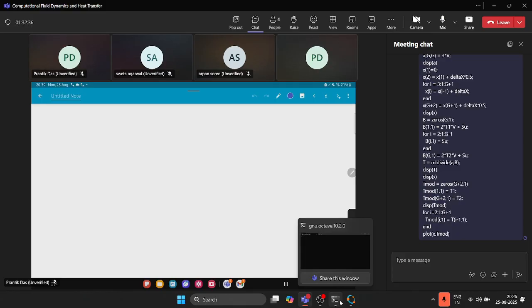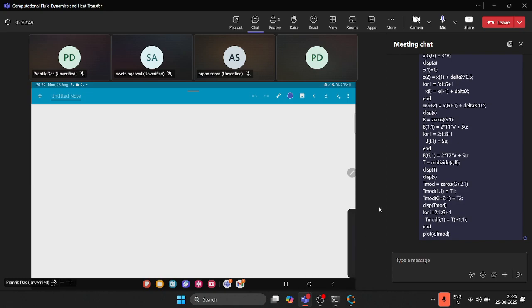In the subsequent class also I will make you understand how to code in a way so that I can change the schemes in a convenient manner. The coefficient itself will change. For example, it will be like AP phi P equals AE phi E plus AW phi W plus source.